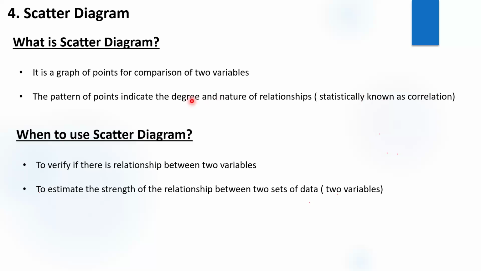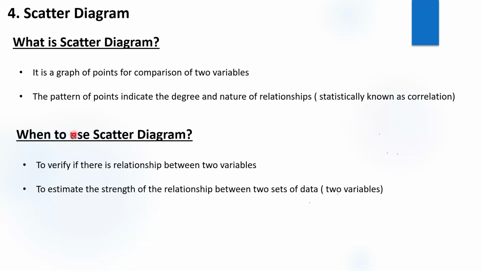So what is a scatter diagram? Simply, it is a graph used to compare two variables. This graph, plot or diagram shows some patterns and the nature of the relationship. This nature of relationship is called correlation. When we discuss one example, you will clearly know what correlation is and what a scatter diagram is.